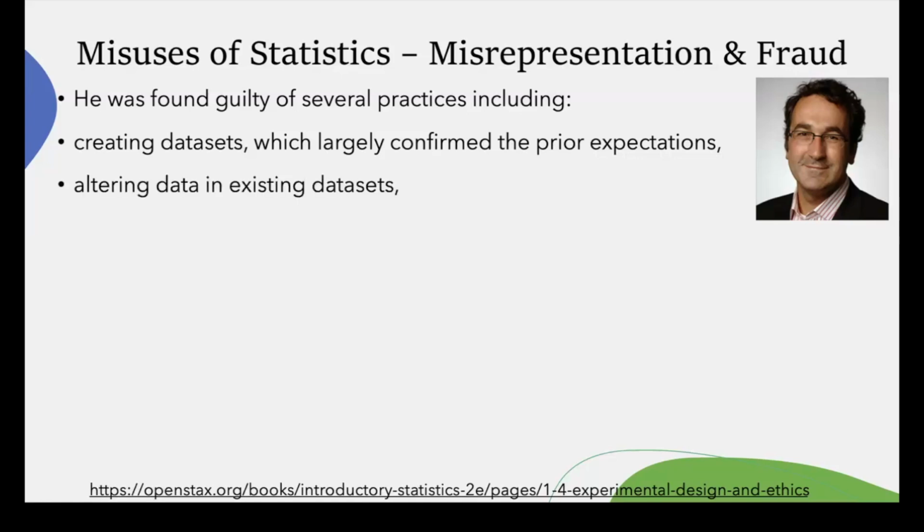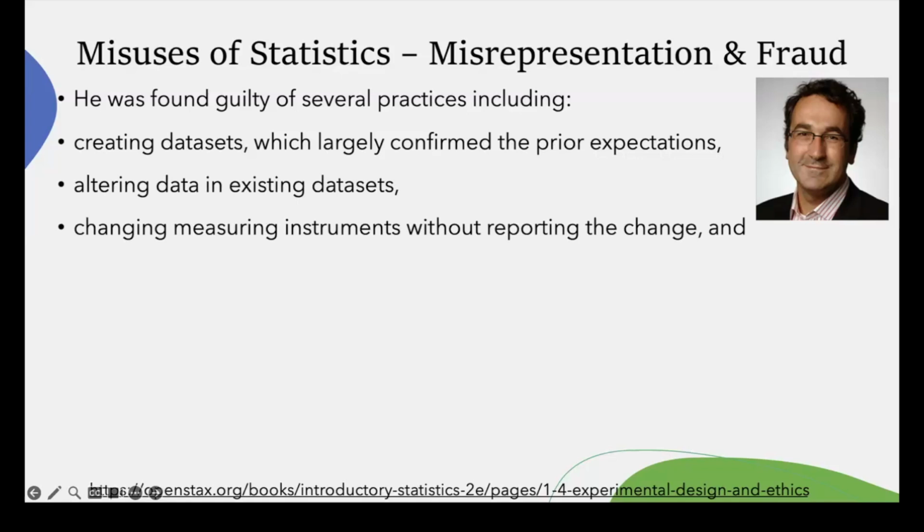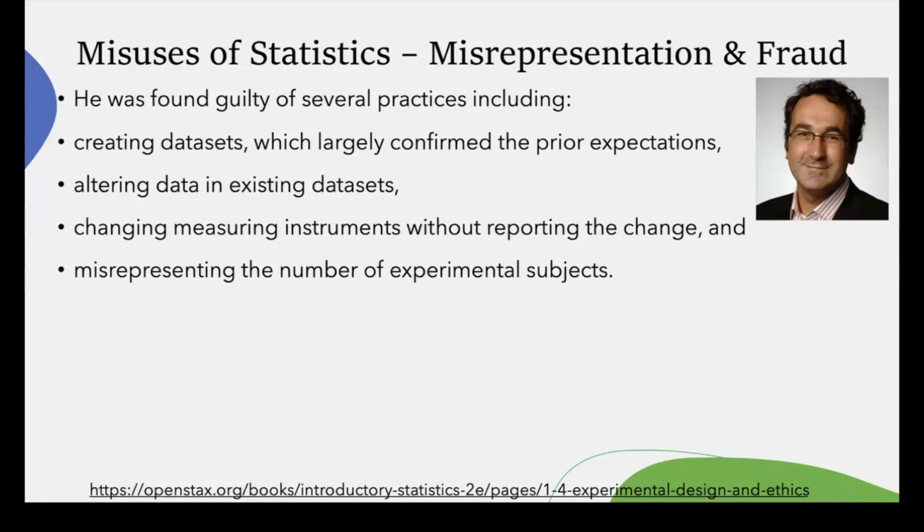Altering data in existing data sets. So maybe you have a data set, but it didn't look the way you wanted it to look. So you fudge the numbers a little bit. Changing measuring instruments without reporting the change. So how are you going to take people's discomfort level? How are you going to retrieve those values from people? That's a measuring instrument, without reporting the change. And then misrepresenting the number of experimental subjects. So perhaps the number of people he was working with, and perhaps he inflated the number.